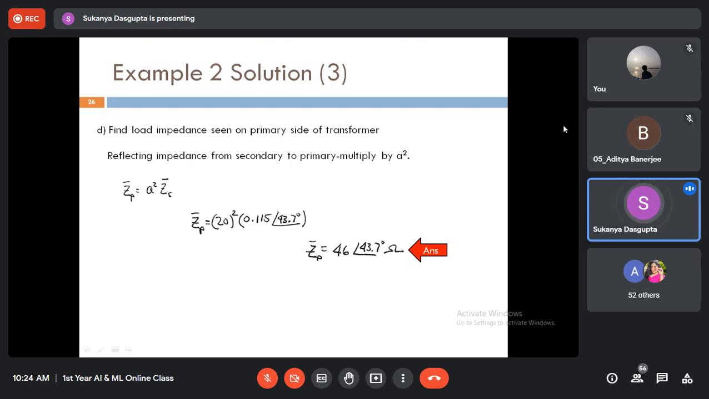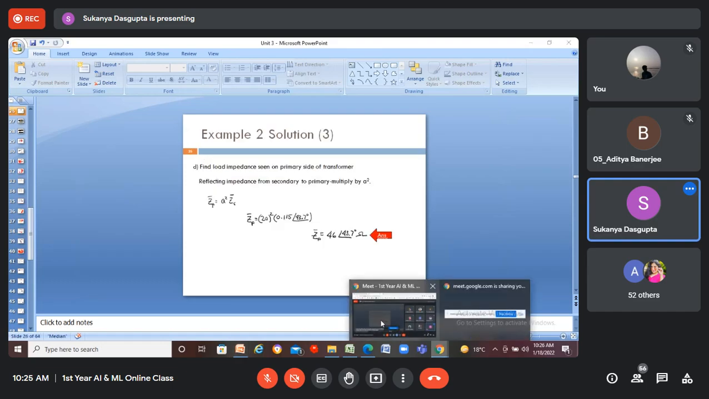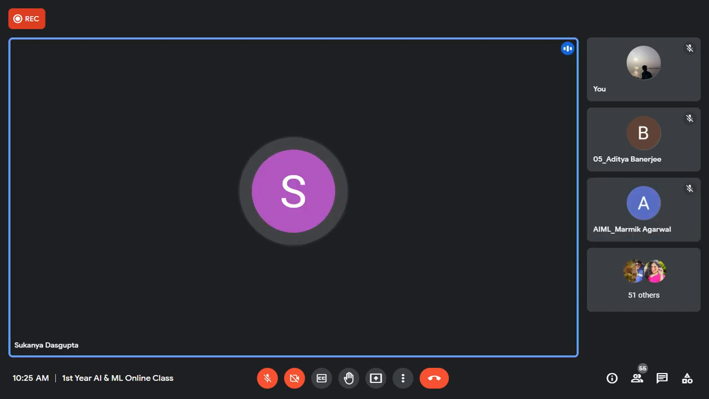Okay, is it clear to you? So try to solve more problems like this, more similar problems. So next day, the next tutorial class, again we'll solve additional numerical problems from transformer. Do you have any queries? No, ma'am.